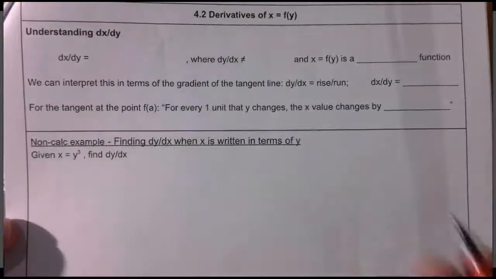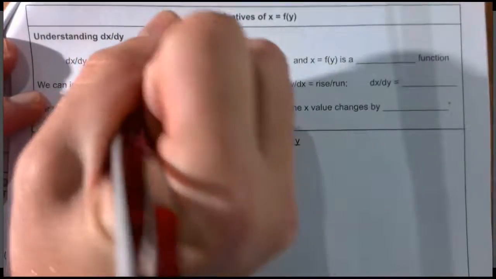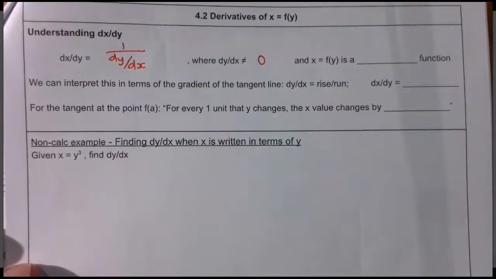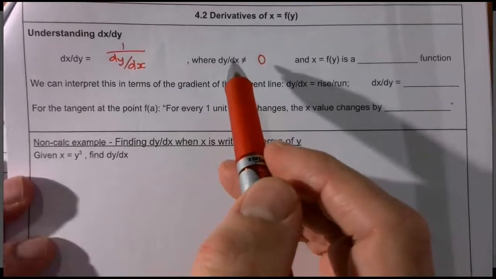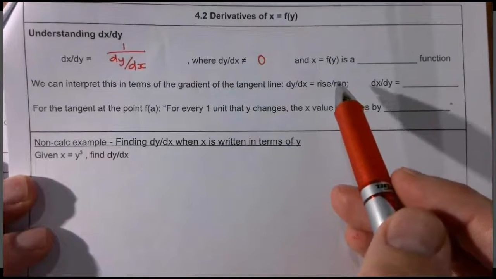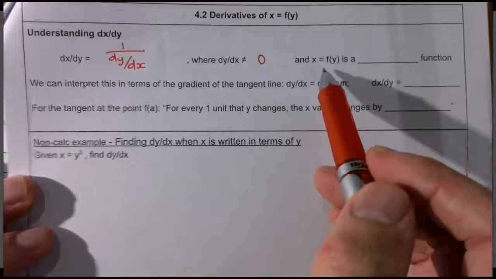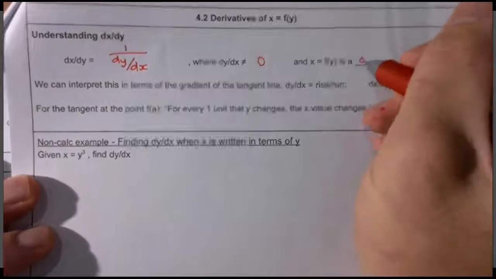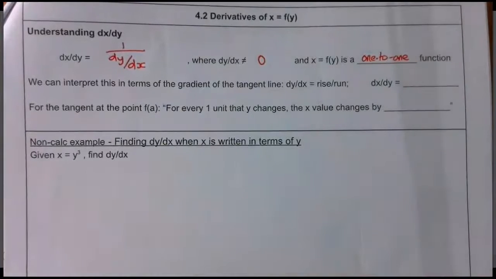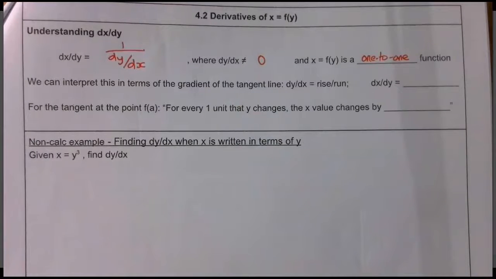So here we are. We define dx by dy as being the reciprocal of dy by dx, assuming that dy by dx is not 0, because of course then the reciprocal would not be defined. And a second consideration for our definition is that x as a function of y is a one-to-one function, as in the inverse exists, it's a well-defined function, so we can move backwards and forwards between x and y.